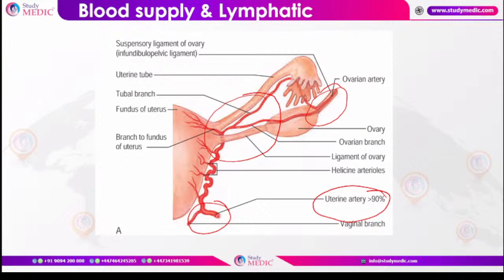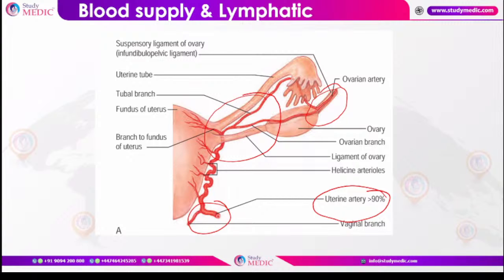So the question asked was that in addition to ligation of the uterine artery and the anterior division of the internal iliac artery, which is the artery that you have to ligate to prevent further blood loss. The choices given were like you have to ligate the posterior division of the internal iliac, the superior vesicle, inferior vesicle, pudendal, and one choice was ovarian.